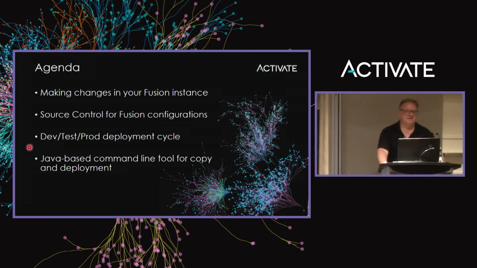The agenda today is going to be, we're going to talk about how to make changes to your Fusion instance. That's updating data sources, index pipelines, things like that. We also are going to go over how we do source control, and how we go through dev, test, and prod. And also, if there's time at the end, one of the tools that we're developing is a Java-based command line tool that helps copy all these things to where we need to go.